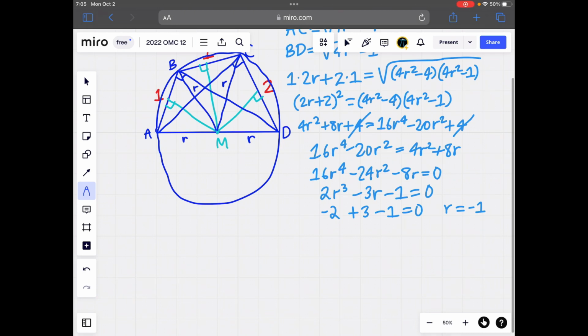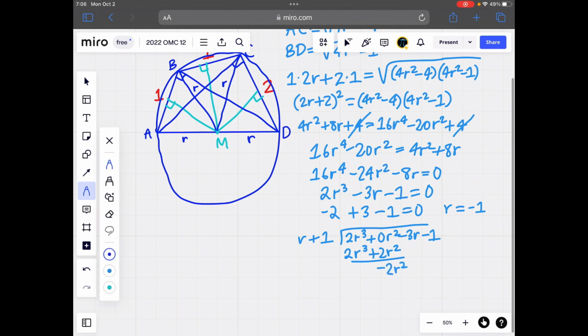So we can divide by r plus 1. It means r plus 1 is a factor, so we can divide. Let's divide r plus 1 into 2r cubed plus 0r squared minus 3r minus 1. Make sure to write all the coefficients when you do long division. Okay, so r plus 1, we multiply by 2r squared. That gets us 2r cubed plus 2r squared. That leaves us with negative 2r squared here.